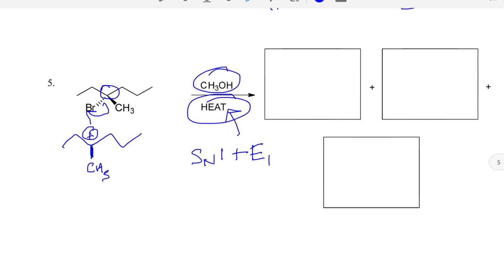But it's not as simple as a lone pair on the methanol just attacking the positively charged carbon, because there is stereochemistry that gets involved, right? With SN2 reactions, what do we see? We see a backside attack. So there's an inversion of stereochemistry, right? Whatever groups were in a certain position, they get inverted.